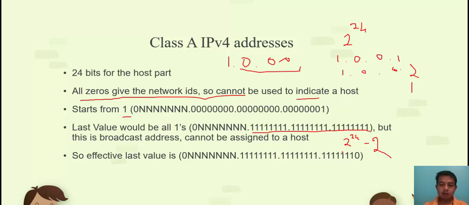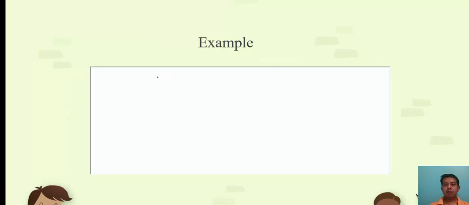So how many computers can I connect? In class A I can connect 2 to the power 24 minus 2 computers. This is the number of computers I can connect in a class A address. Clear? Let's have an example again here.